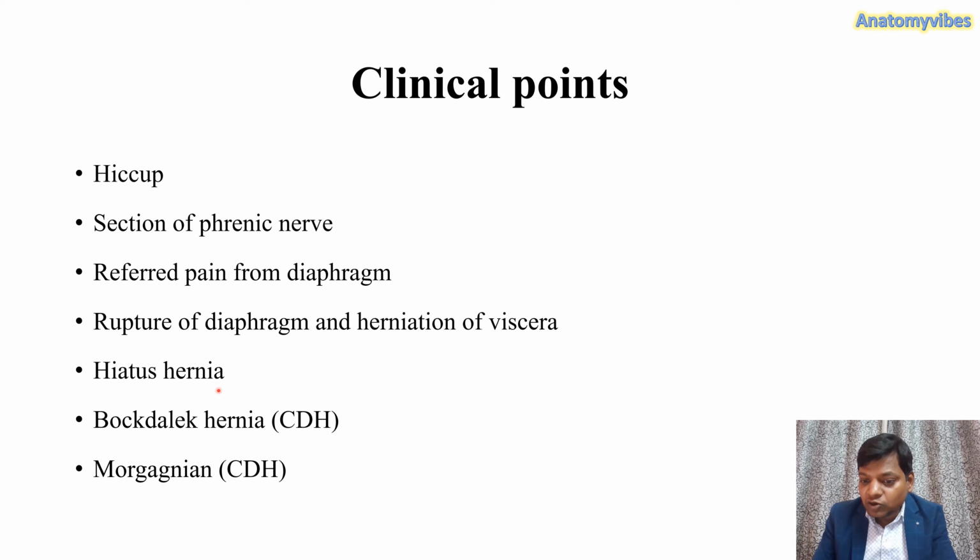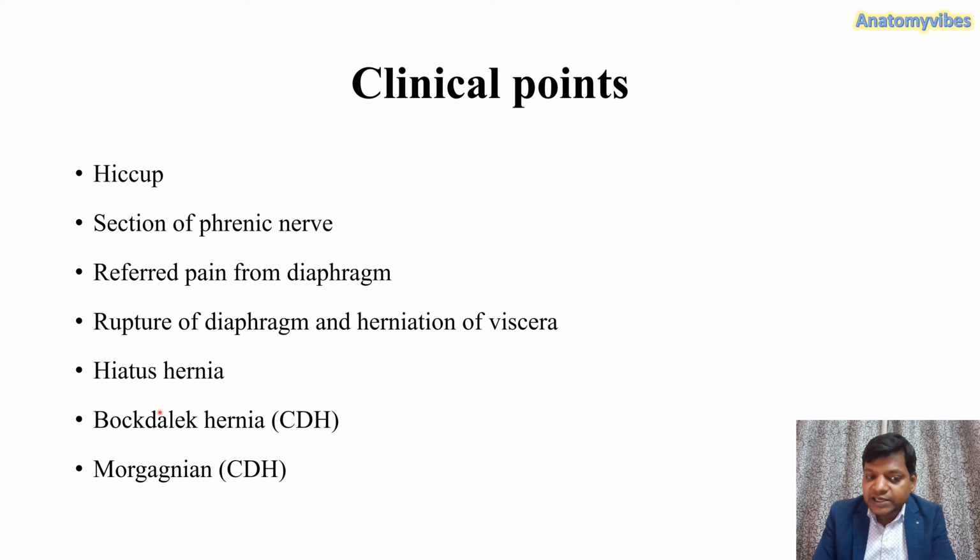Sliding means along with the esophagus stomach is going up along the length, so that is the sliding type. Rolling type means gastroesophageal junction is at its place, but by side of the esophagus part of the stomach is going inside the thoracic cavity, so this is the rolling type of the hiatus hernia.